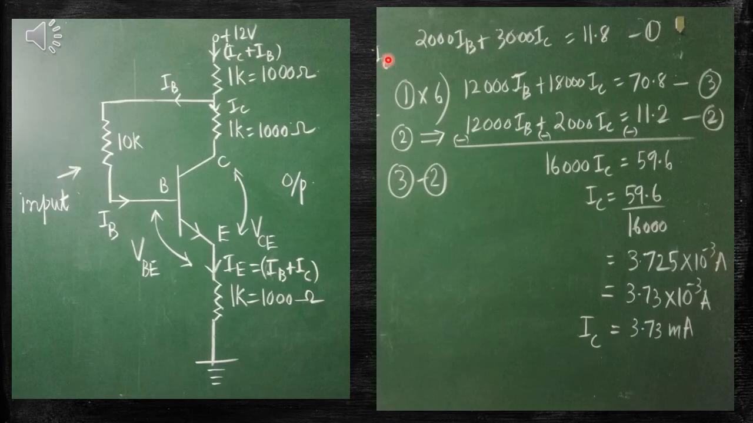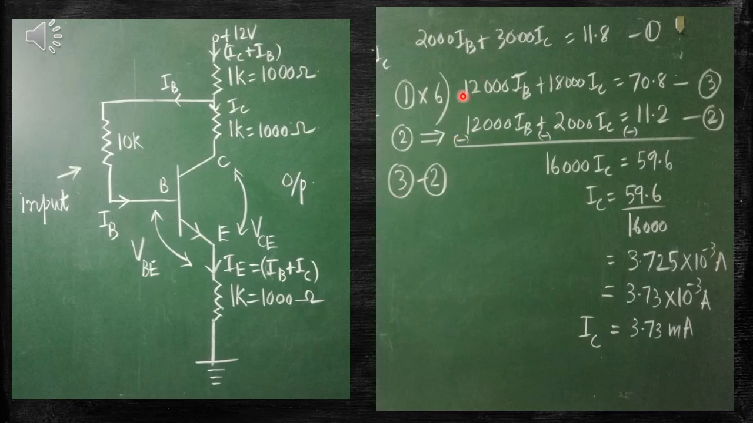Already we have got the first equation as 2000 IB plus 3000 IC is equal to 11.8. This first equation is to be multiplied by 6. After multiplying by 6, you will get 12,000 IB plus 18,000 IC, which is equal to 70.8. Now that becomes the third equation. Already we have got the second equation, which can be written as 12,000 IB plus 2000 IC is equal to 11.2. Now the second equation is to be subtracted from the third equation.